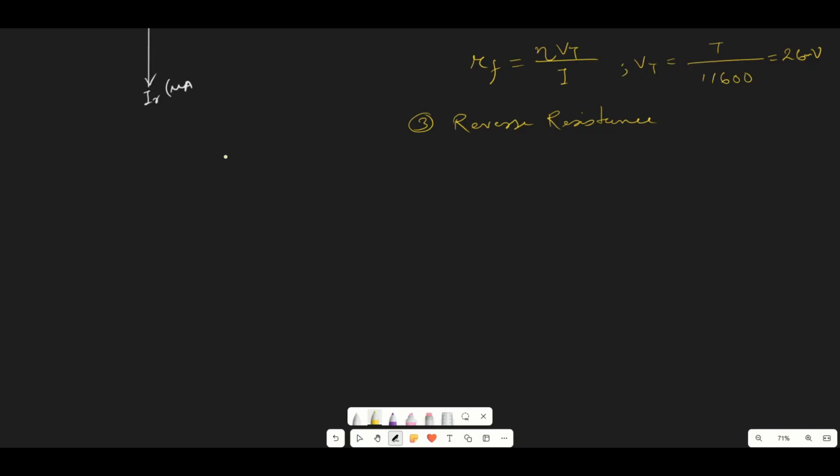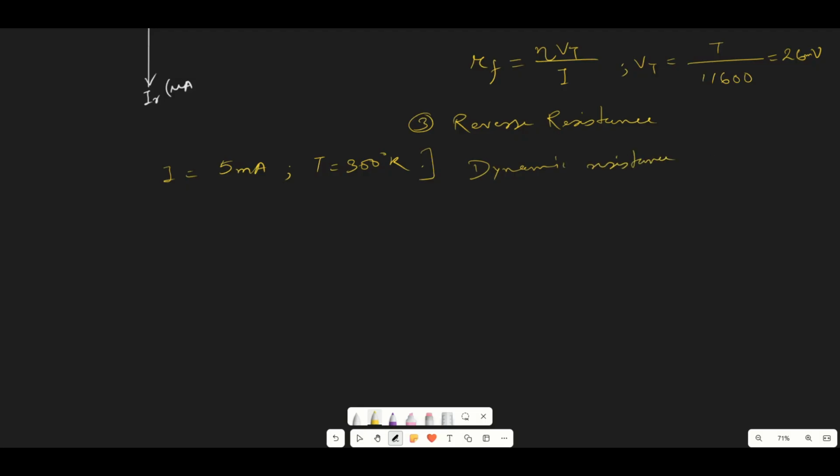Okay, so let us quickly see a numerical on this topic. Suppose we have to determine the forward resistance of a diode when the forward current is 5 milliampere and T is given as 300 degrees Kelvin. So this is the question. These are the parameters given: forward current is 5 milliampere and T is 300 degrees Kelvin, and we have to determine the dynamic resistance.